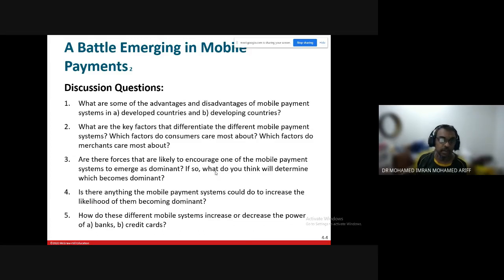So again, people were asking, what are the advantages? Because there are some advantages in developed countries. In developing countries, what is the advantage? So like just now, in developing countries, being unbanked, it's good. That means you can still use bank services even if you don't have a bank. Things like that.